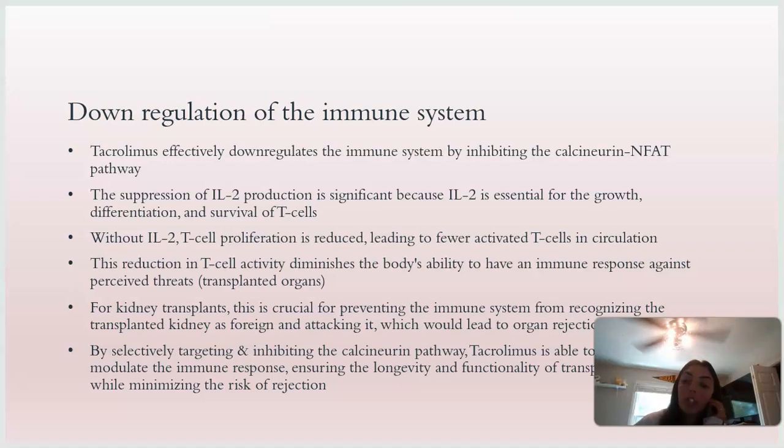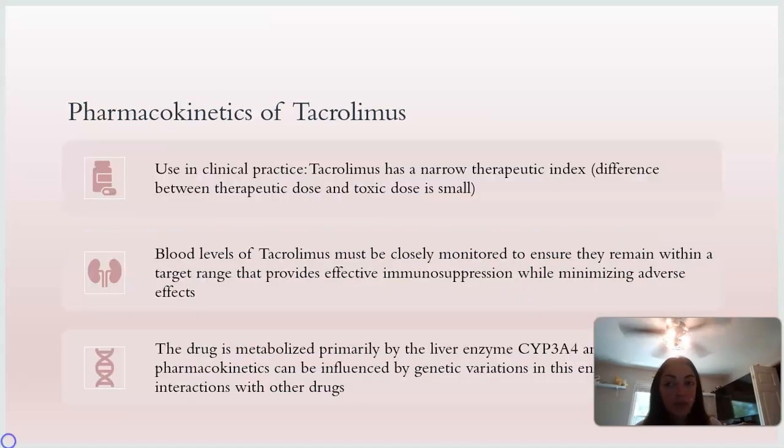This reduction in T cell activity diminishes the body's ability to mount an immune response against perceived threats, such as transplanted organs. For kidney transplants, this is crucial for preventing the immune system from recognizing the transplanted kidney as foreign and attacking it, which would lead to organ rejection. By selectively targeting and inhibiting the calcineurin pathway, tacrolimus is able to control and modulate the immune response, which ensures longevity and functionality of transplanted organs while also minimizing the risk of rejection.